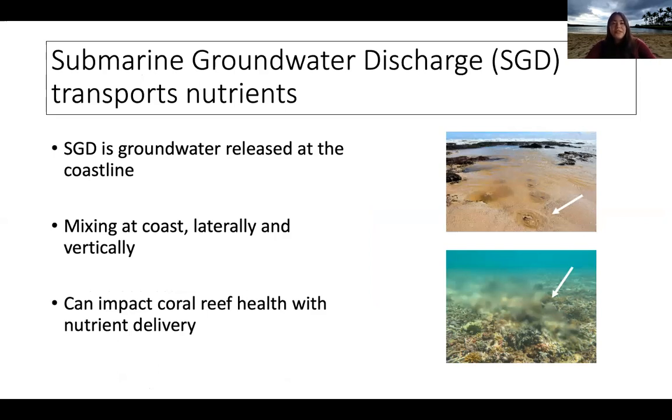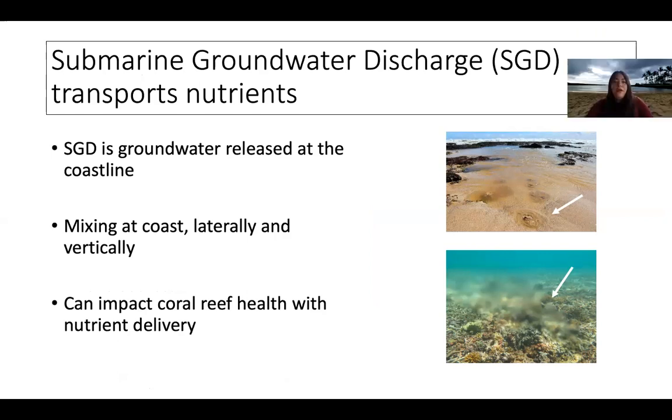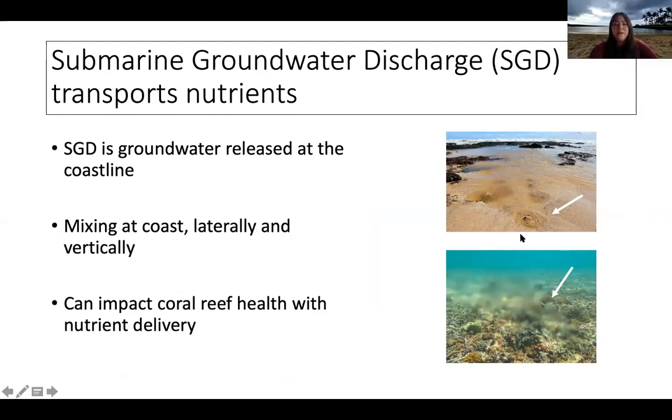Submarine groundwater discharge is groundwater that's released at the coastlines through shoreline springs, which you can see in the picture on the right. It's a picture of the fresh water bubbling up right at that shoreline, or through benthic seeps. So if you're swimming and snorkeling and you see this kind of cloudiness, this could be a benthic seep. This is because the fresh water is going into the marine water, so you can see the mixing of the waters right there.